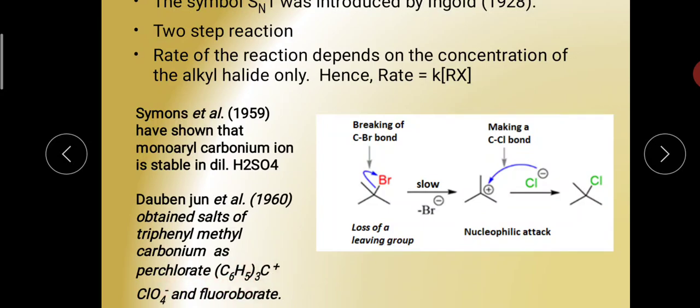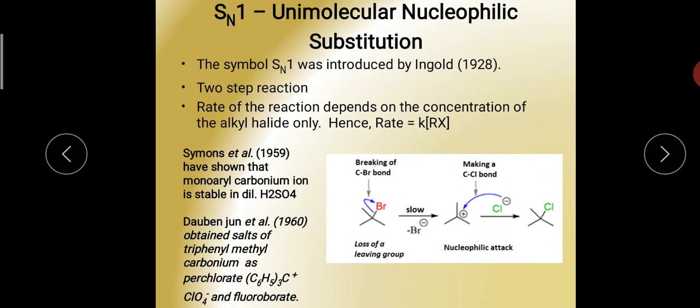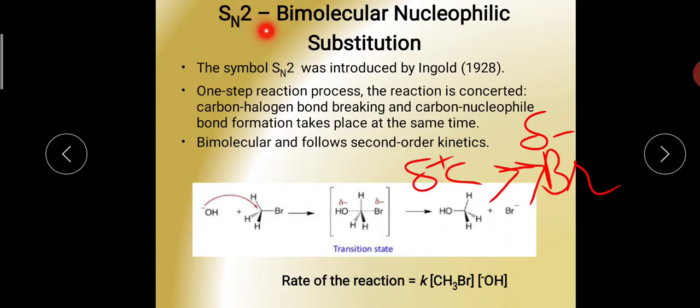So what do we conclude? We conclude that SN2 reaction is a single step process wherein OH minus, your nucleophile, attacks your carbon and bromide leaves the carbon simultaneously, and the rate determining step is dependent on the concentration of your nucleophile as well as the concentration of your substrate. Hence, it is bimolecular and it follows second order kinetics.